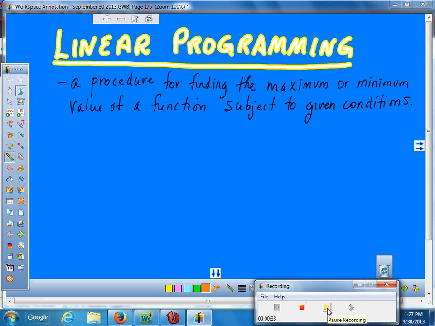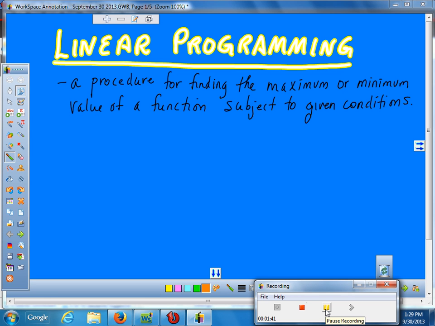So I gave you a definition here, and the key thing is it's a procedure for finding maximum or minimum values. You're finding the highest value of something or the lowest value of something, but they're going to give you some conditions it has to meet. That'll make more sense when I give you a problem here in a second. So we're all happily copying this down, or I can move on. So I'm going to pause.